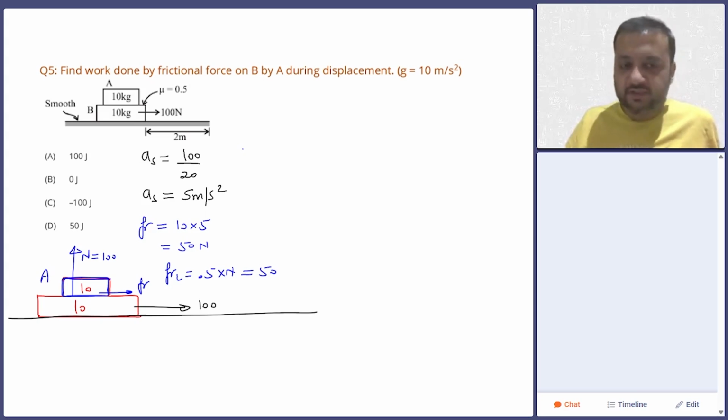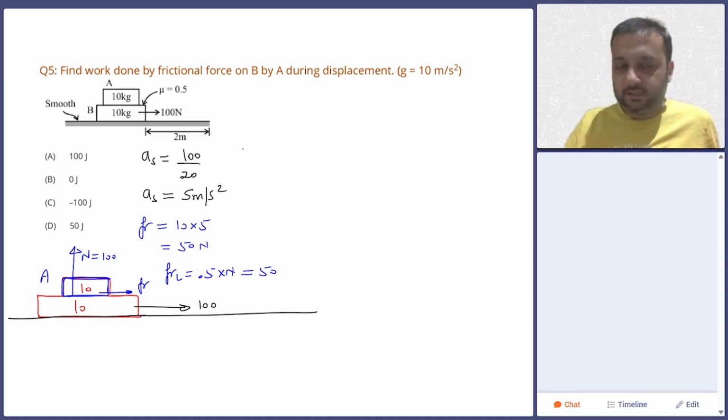That means it is sufficient to provide the acceleration required for block A, which means our assumption was correct. There will be no relative slipping between A and B. Now we want to find the work done by the friction on block B.